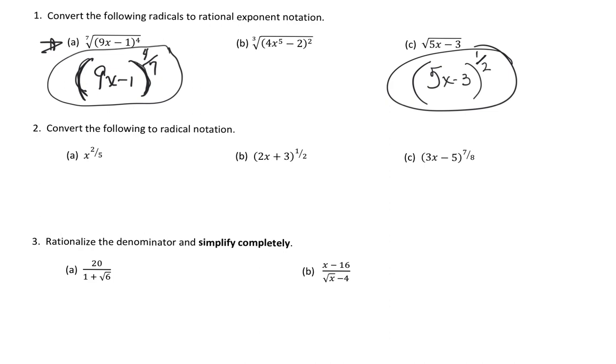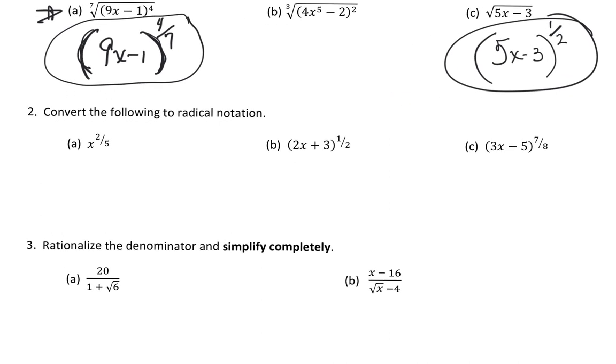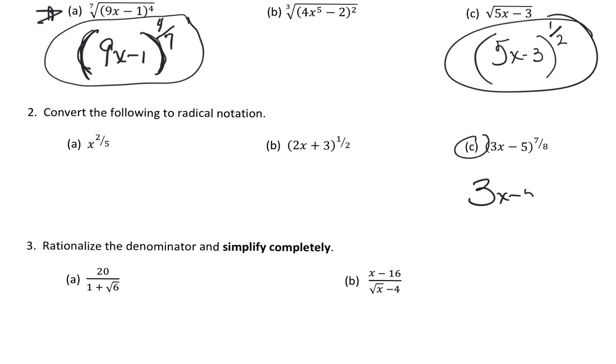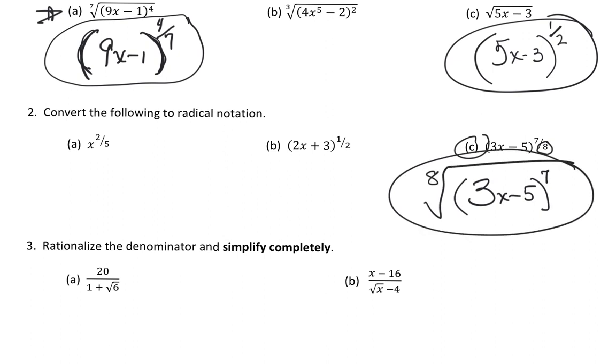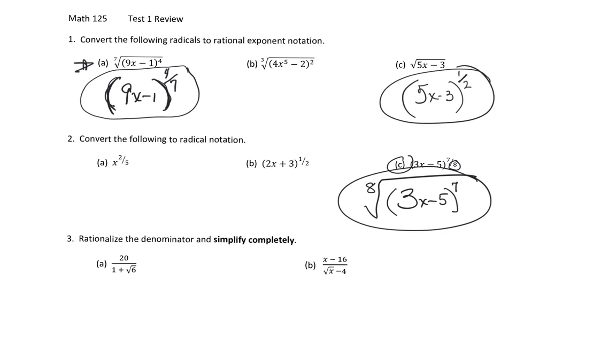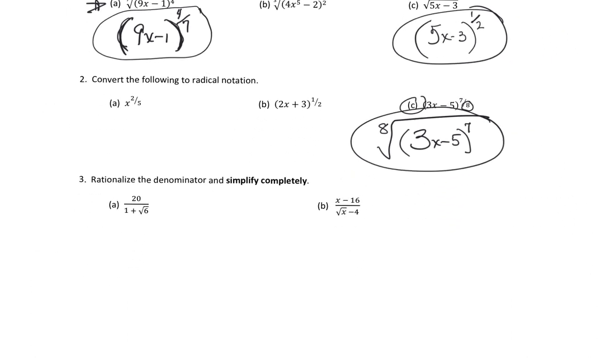Okay, number 2, convert the following to radical notation. This is just going backwards. Let's look at C right here. Okay, so we have 3x minus 5. All right, we're doing radical notation. So first of all, it's raised to the 7th power. And then right there, that's the root, which is the 8th root. This is your answer. Very simple. All you'll have to do is to be able to go backwards and forwards with that.